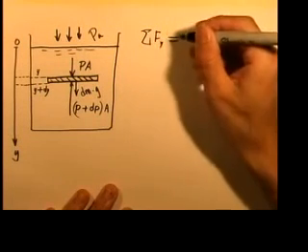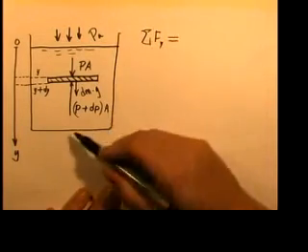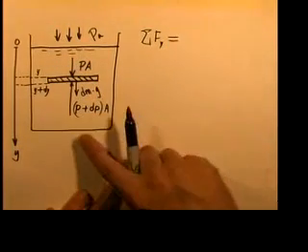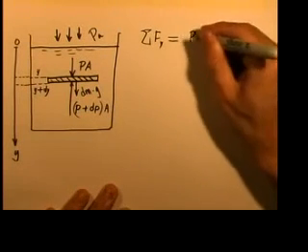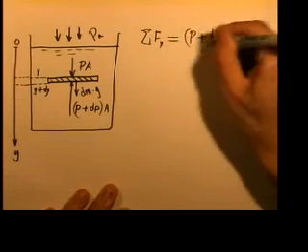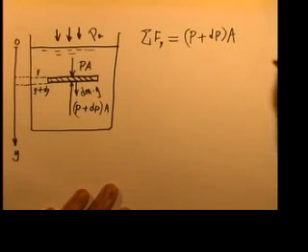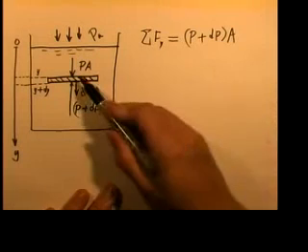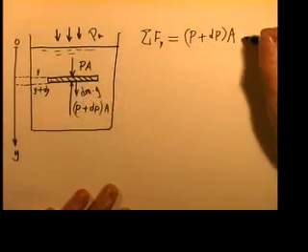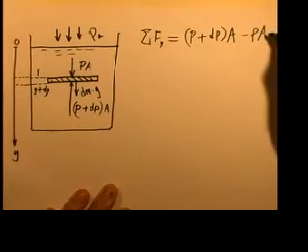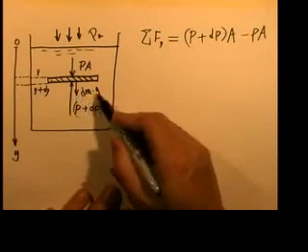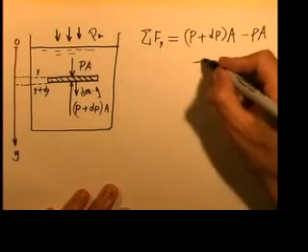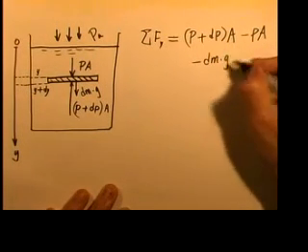Let's say we choose upward as positive. The only positive force is the force of support from the surrounding fluid at the bottom, and that is (P plus dP) times the area A. There are two downward forces. One is the force from the top, minus PA. It's minus because it goes downwards. And then another term, which is the weight of this slab, minus dm times g.